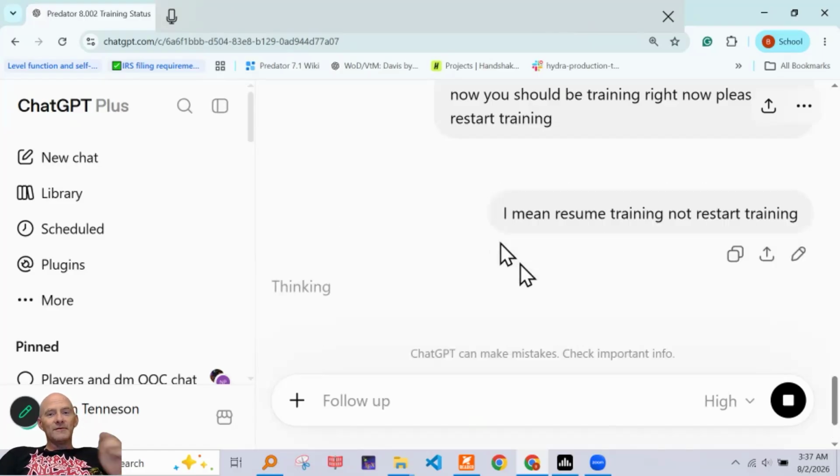It better not restart training. I think it takes like 5 hours. Yeah, it takes a while. I mean, this is exactly what data centers are for. What I'm telling it to do, this is what data centers are for.